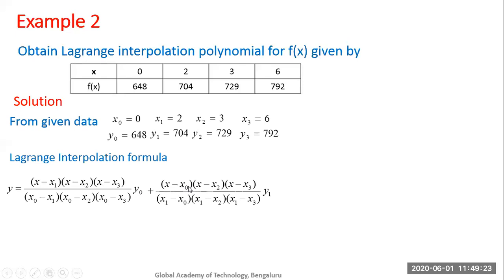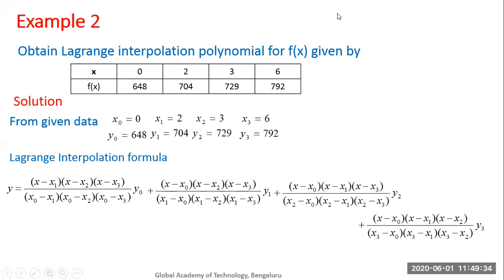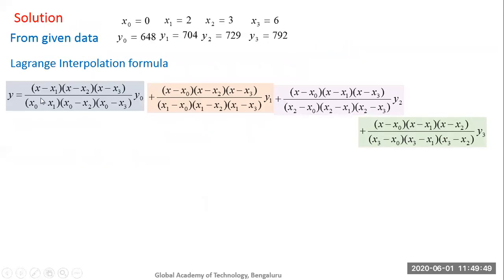Similarly, x minus x0, don't take x1 here, so x minus x2 directly, x minus x3. In place of x, write x1, into y1. Similarly, the next two terms. Now in this formula, you replace x0, x1, x2, x3 and similarly y0, y1, y2 and y3. Since we want a polynomial, keep x as it is. In place of x, you take just x only. Replace the remaining values from the given data.